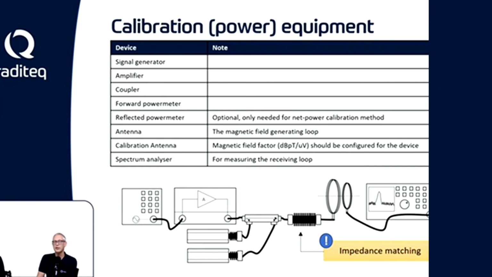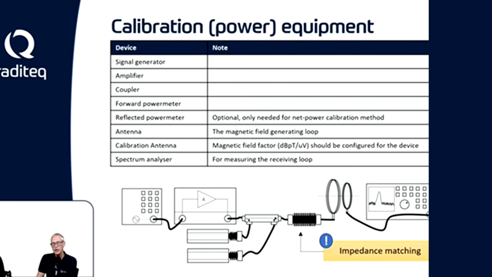Very often, an attenuator is included between the coupler and the magnetic transmitting loop to compensate for differences in impedance between the amplifier, the coupler and the transmitting loop. So impedance matching is very often advised. It can be a coupler or a specific matching network, which is also provided with a lot of antennas that can be purchased.